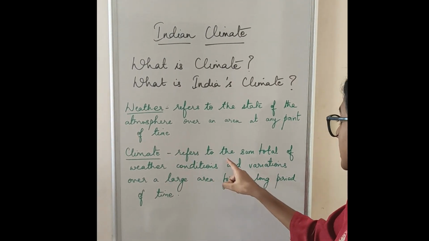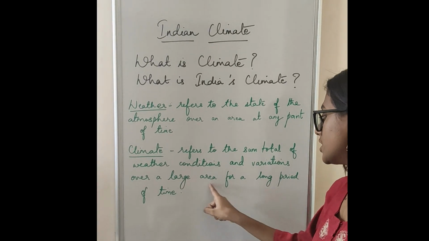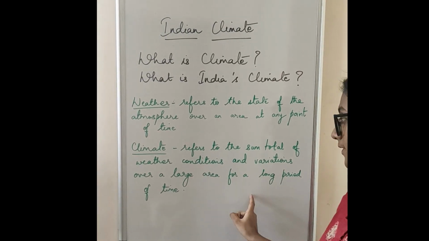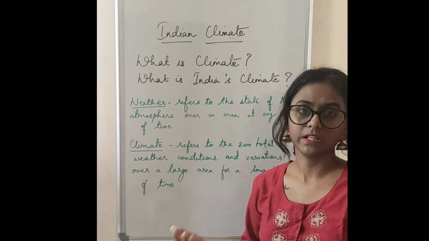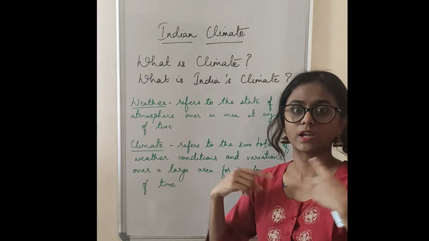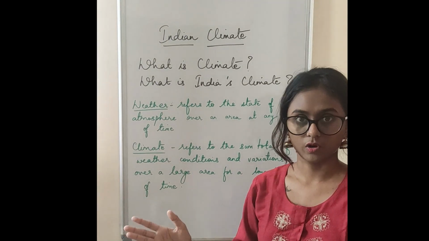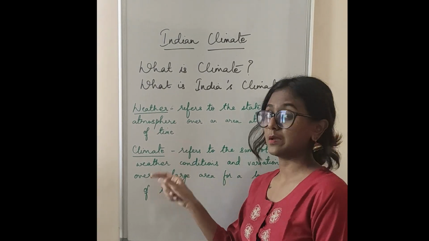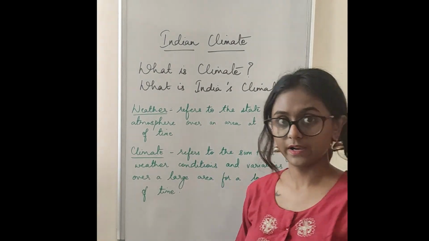But climate refers to the sum total of the weather conditions and variations over a large area for a long period of time. A large area, long period of time. A long period of time, as in a couple of months, 3 to 4 months, and a large area, so not just this locality, but large areas in South India, North India. So if you take a large area and a long period of time, we get climate. So we cannot say Indian weather, we can say Indian climate.